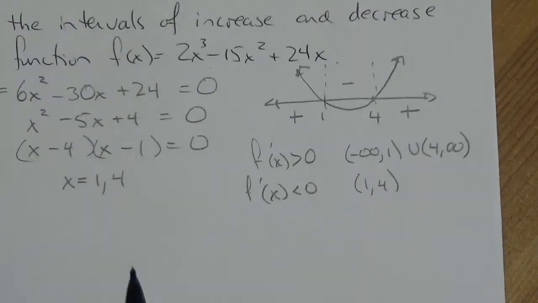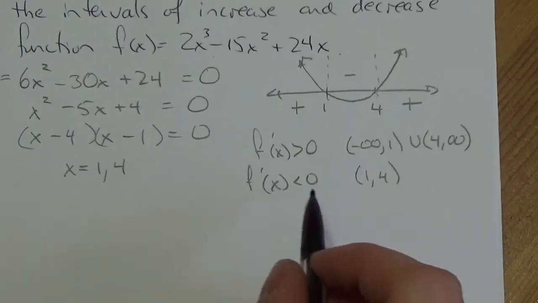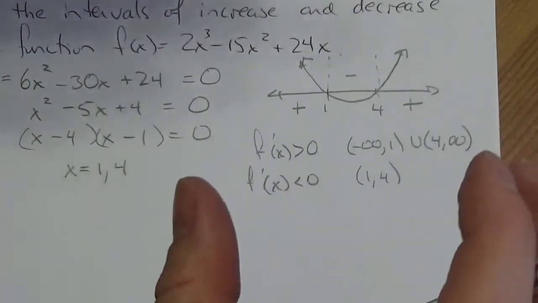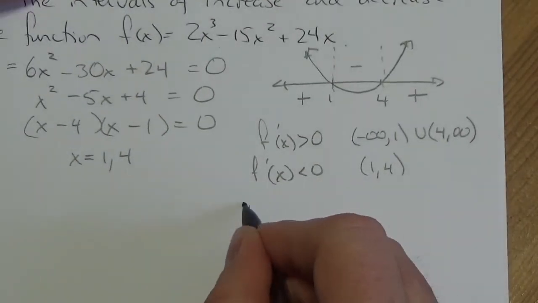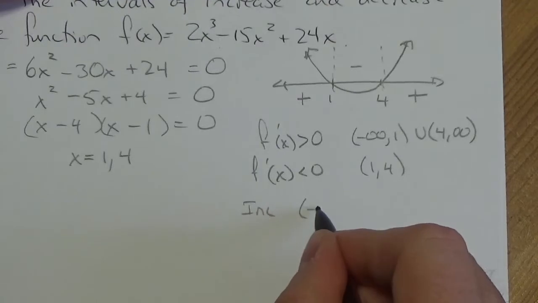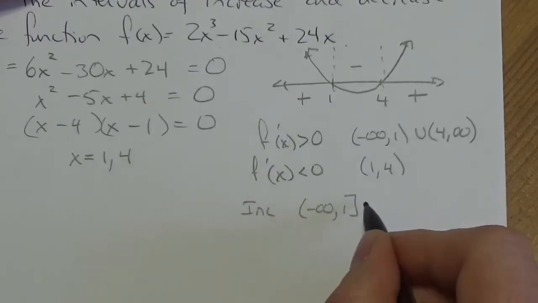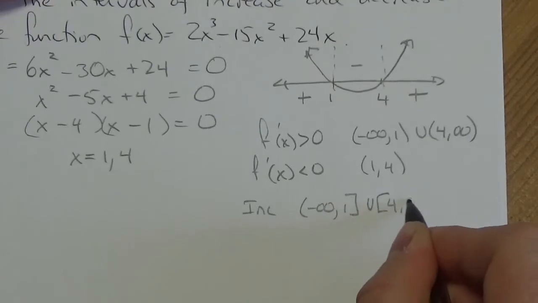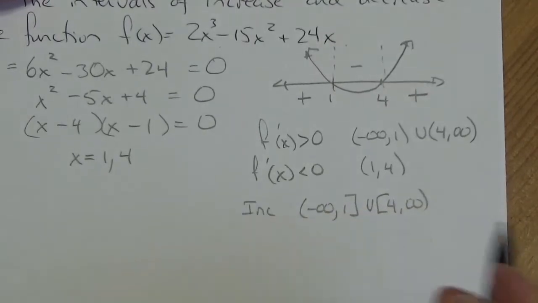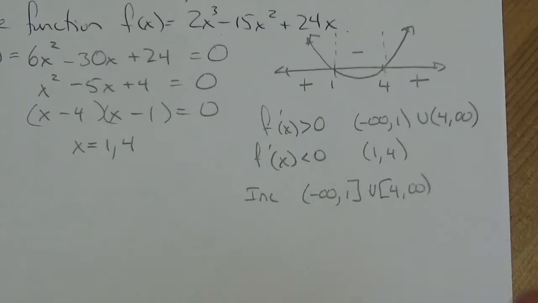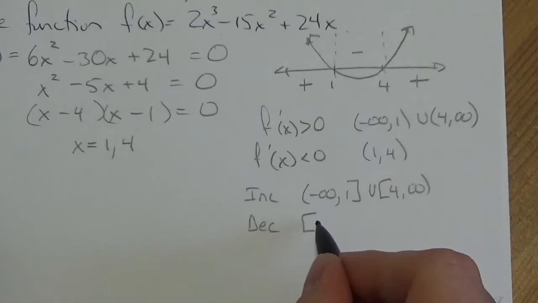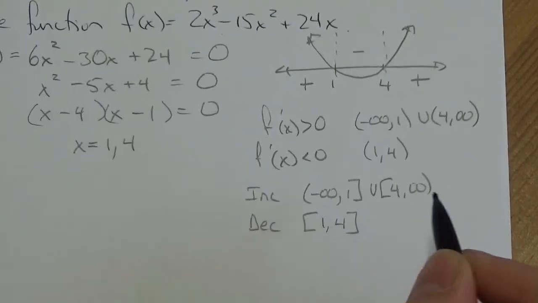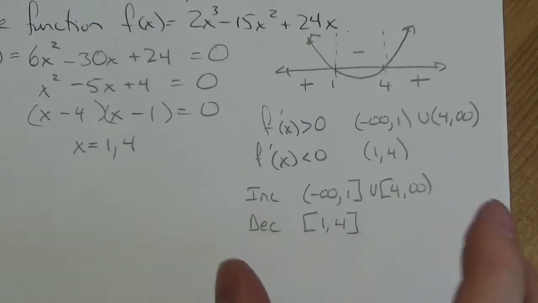But assuming that the function doesn't have any undefined values or asymptotes here, I know that when the derivative is positive on an open interval, that means it's going to be increasing on its closed interval. So negative infinity to 1 inclusive, 4 to infinity inclusive of those values. Now, not inclusive of the negative infinity and infinity. Those aren't real numbers. You can't include those. And so now this is going to be decreasing on the closed interval 1 to 4. And again, that seems a little weird, doesn't it?